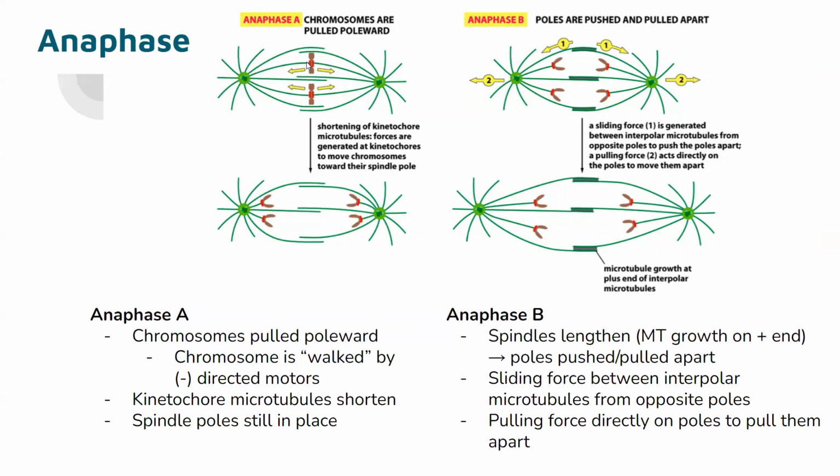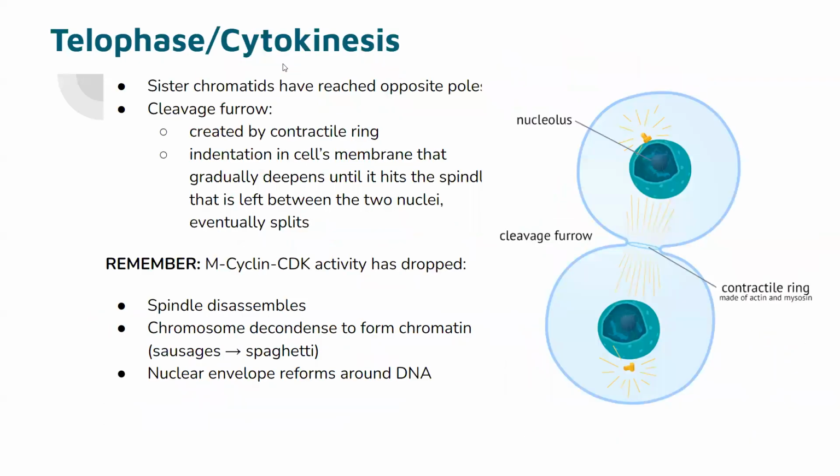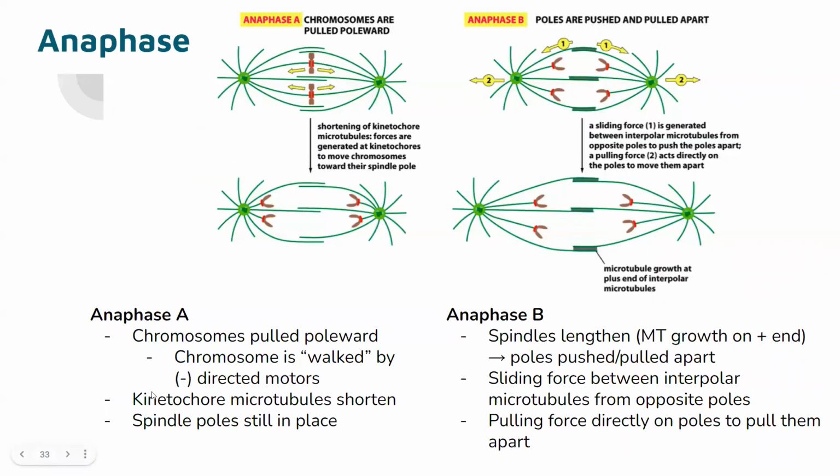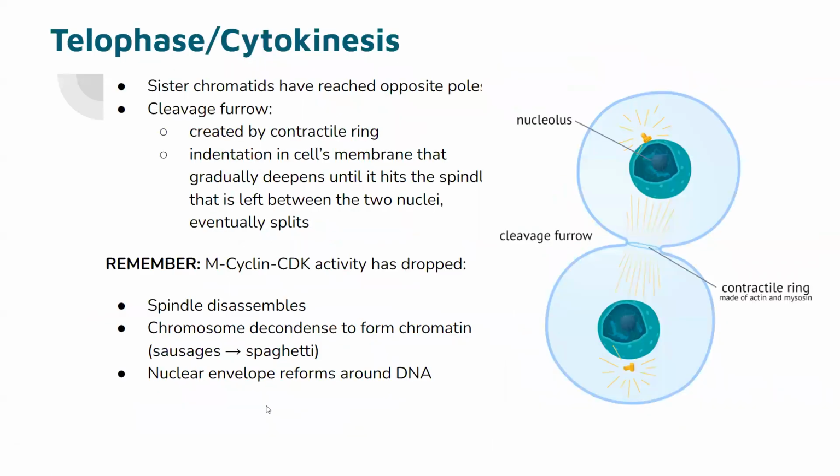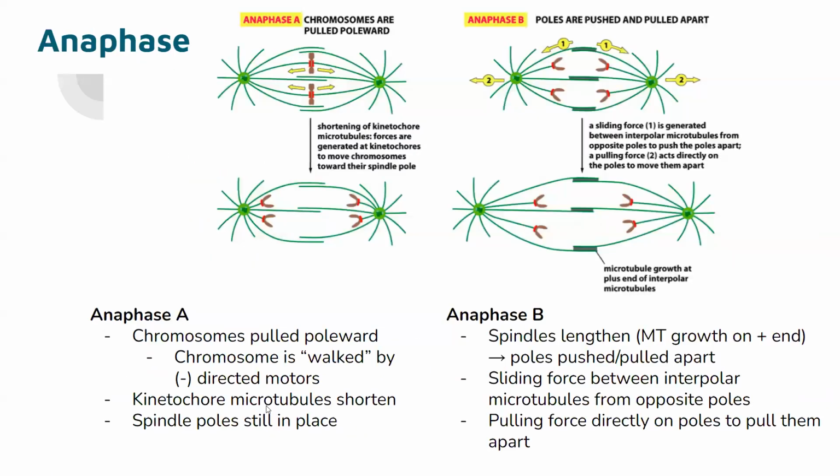it's also going to lead to the destabilization and the depolymerization of the microtubule at the plus end due to dynamic instability. And the kinetochore microtubules are going to shorten, and the spindle poles are going to stay in place. Anaphase B focuses on the poles being pushed and pulled apart.